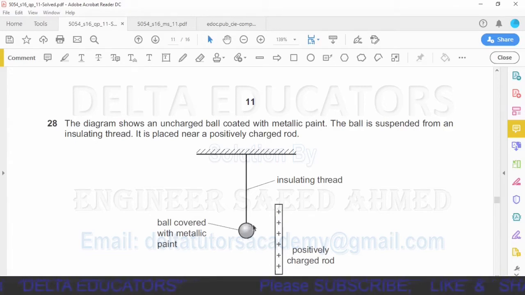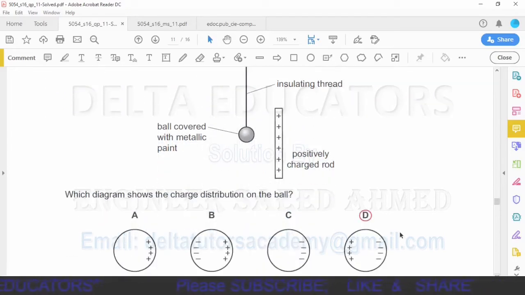So on this side of the ball, electrons will be concentrated. When electrons are concentrated on this side of the ball, then on the other end of the ball, positive charge will be developed. Now we will check our options. The same thing is shown in option D, that on this end electrons will be concentrated, or we can say negative charge will be developed because of the attraction of this positively charged rod. So on this end of the ball negative charge will be developed, and on the other end of the ball, positive charge will be developed. So option D is the correct one.